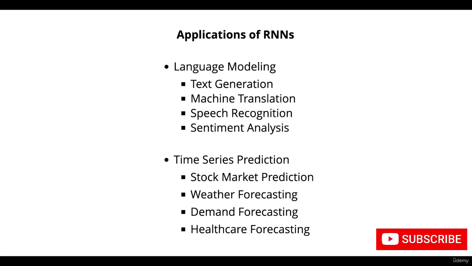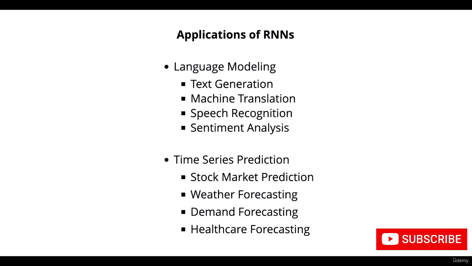There's weather forecasting. RNNs can analyze historical weather data and predict future weather conditions, including temperature, precipitation, and wind patterns, enabling applications like weather forecasting and climate modeling. Demand forecasting. RNN can analyze historical sales data and predict future demands for products or services, enabling applications like inventory management, supply chain optimization, and resource planning. Healthcare forecasting. RNNs can analyze time series data from medical sensors and patient records to predict future health outcomes, enabling applications like disease diagnosis, patient monitoring, and personalized treatment planning.